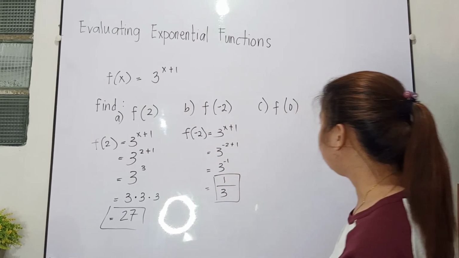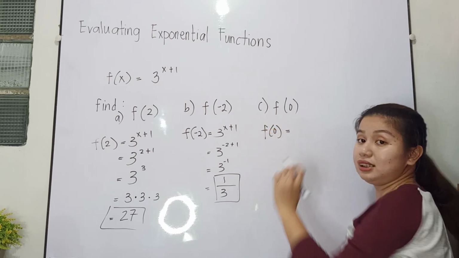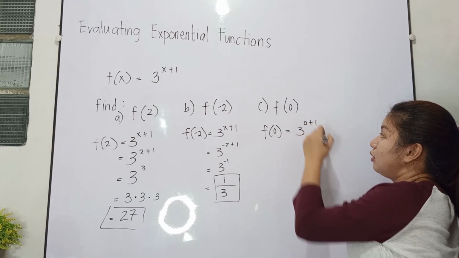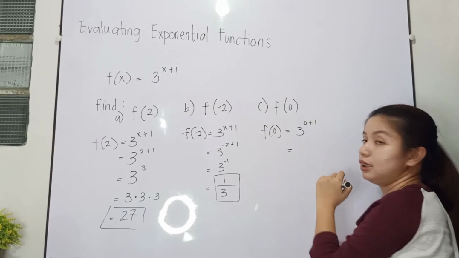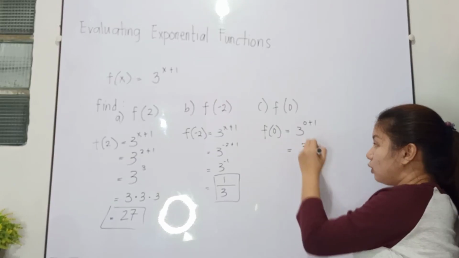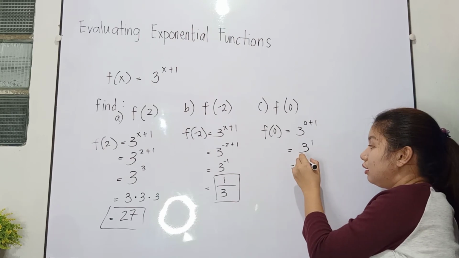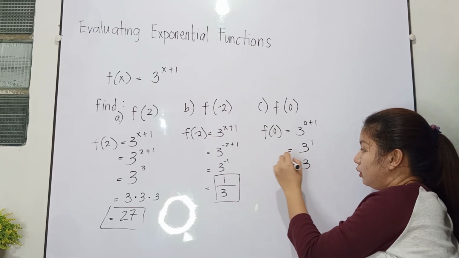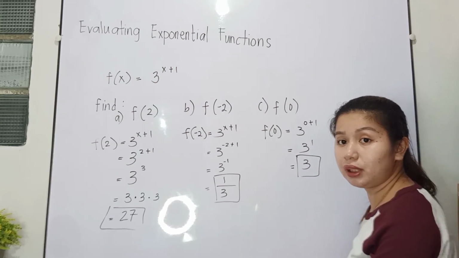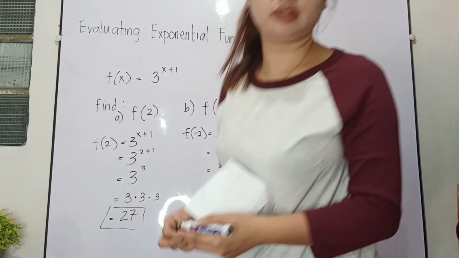Okay. Last one, we have f of 0. So, f of 0 equals 3 raised to 0 plus 1 equals 3. 0 plus 1 is 1. So, 3 raised to 1. Ang final answer natin dyan, hindi na pinapakita si 1. 3 na lang. So, the answer is 3. Okay, so ganun lang kasimple ka evaluating function. So, let's have another example.